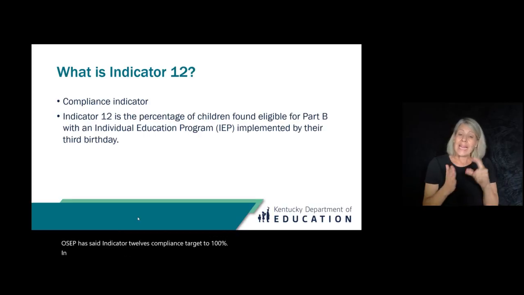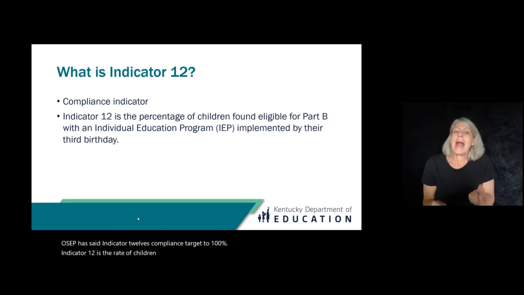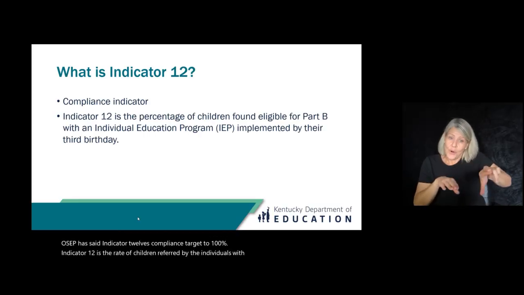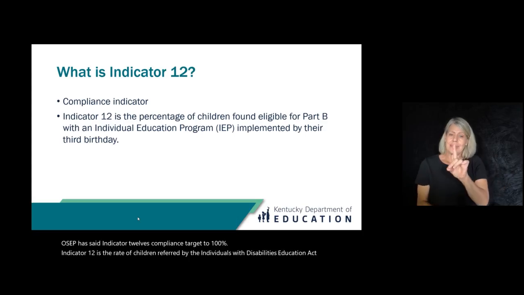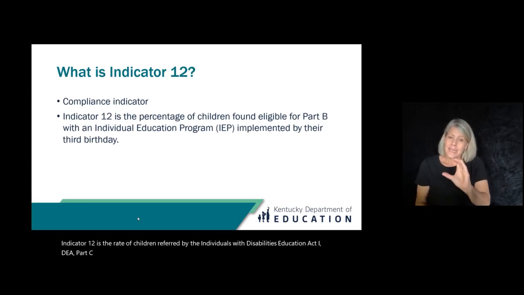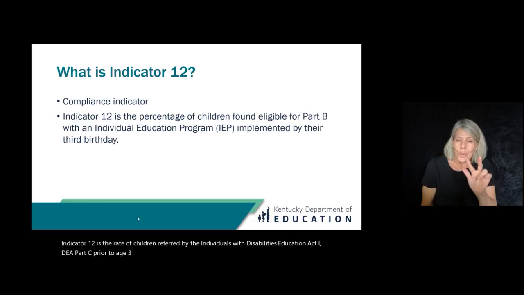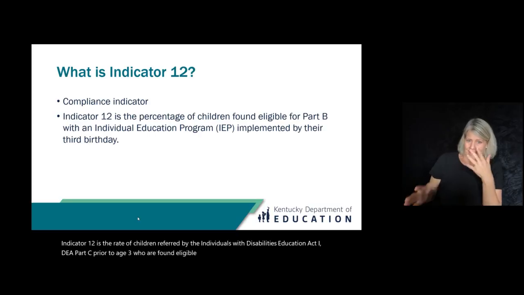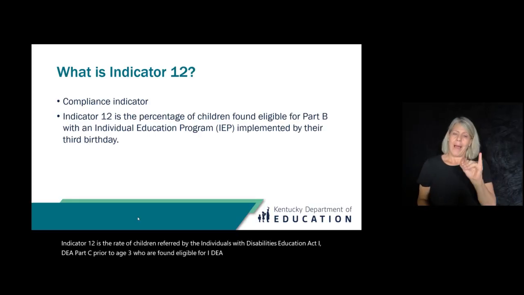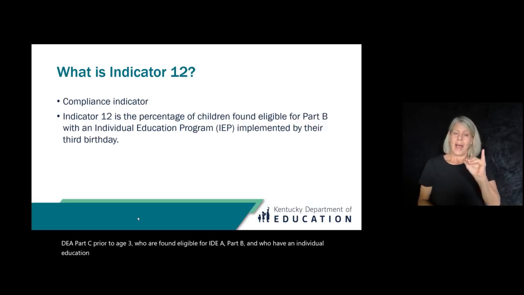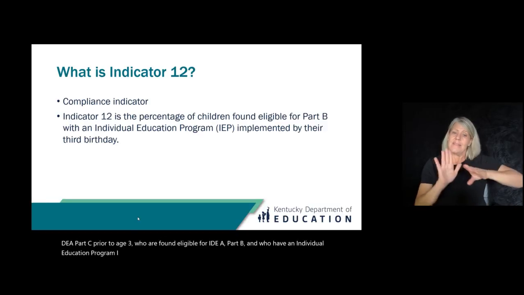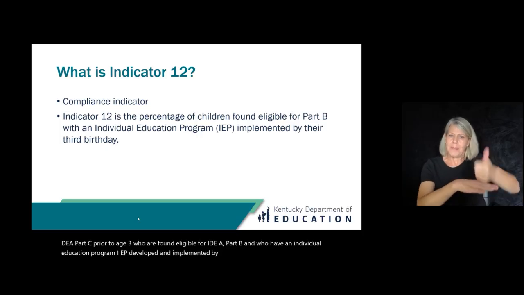Indicator 12 is the rate of children referred by the Individuals with Disabilities Education Act, IDEA, Part C, prior to age 3 who are found eligible for IDEA Part B and who have an individual education program, IEP, developed and implemented by their third birthday.